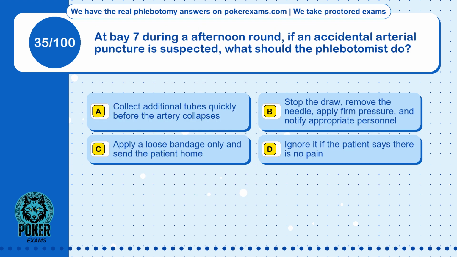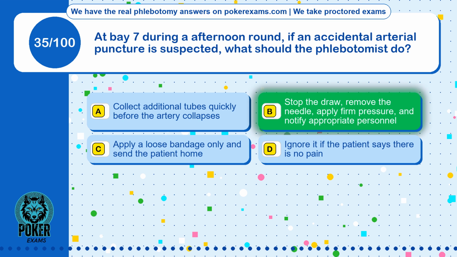Question 35. During an afternoon round, if an accidental arterial puncture is suspected, what should the phlebotomist do? Option A. Collect additional tubes quickly before the artery collapses. Option B. Stop the draw, remove the needle, apply firm pressure, and notify appropriate personnel. Option C. Apply a loose bandage only and send the patient home. Option D. Ignore it if the patient says there is no pain.